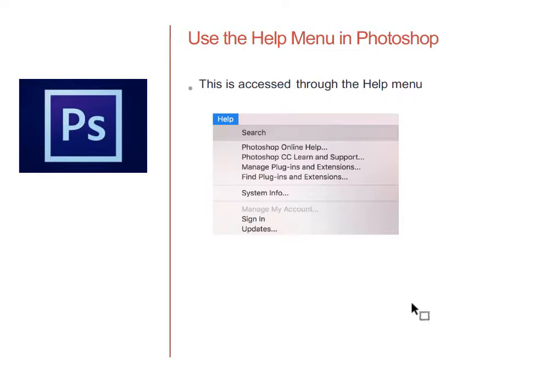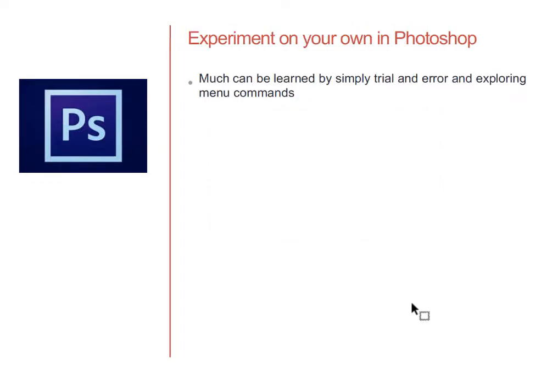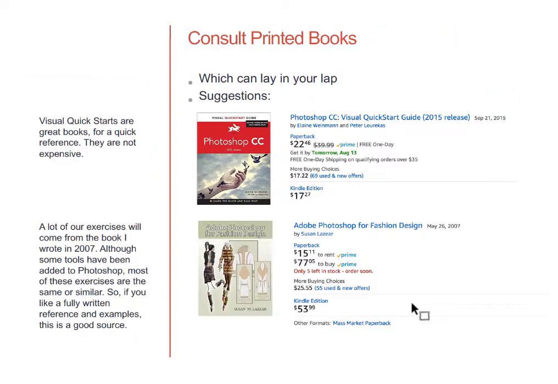The help menu in Photoshop is a great place. You can just click and search on some keywords and get help with that. Experiment on your own. I think a lot can be learned just by simple trial and error. And sometimes I mean just going through the menus and seeing what things do, and trying tools that weren't necessarily covered in a demonstration, but you're curious. So curiosity is a great thing.